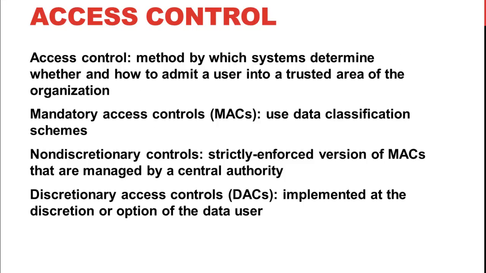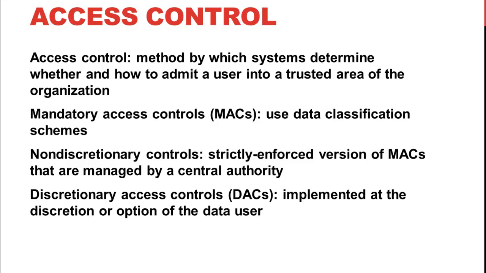Basically, some typical definitions that we've already discussed. Access control is the means that we use, or a system uses, to determine whether or how to admit an individual into a trusted area of an organization. We can break it down into three basic areas, and actually there's four, but I did not mention the fourth one at this point. We'll get to that in a little while.